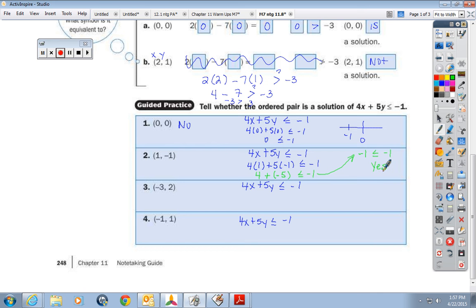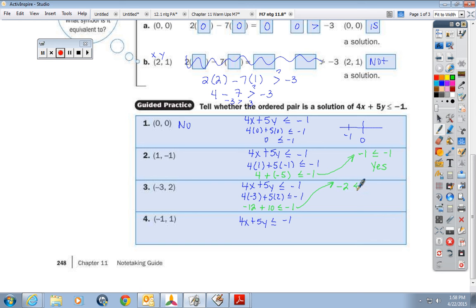Okay, I'm going to solve it again, except this time I'm replacing x with what number? And I'm replacing y with what number? Okay, what is 4 times -3? -12. What's 5 times 2? Is that less than or equal to -1? Well, what is -12 plus 10? Is -2 less than or equal to -1?